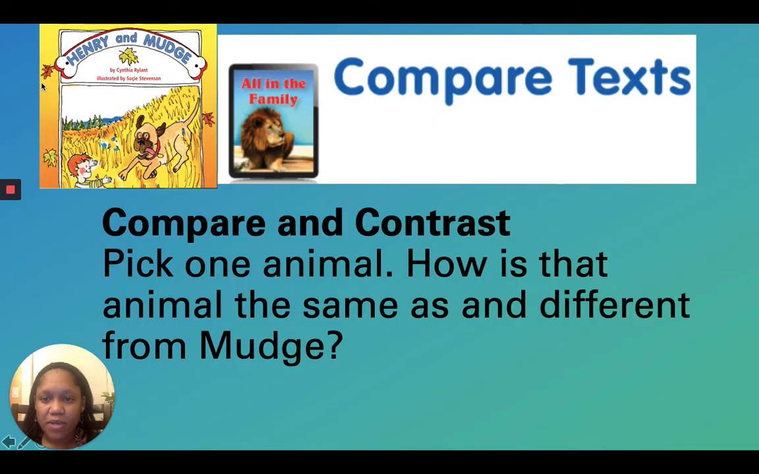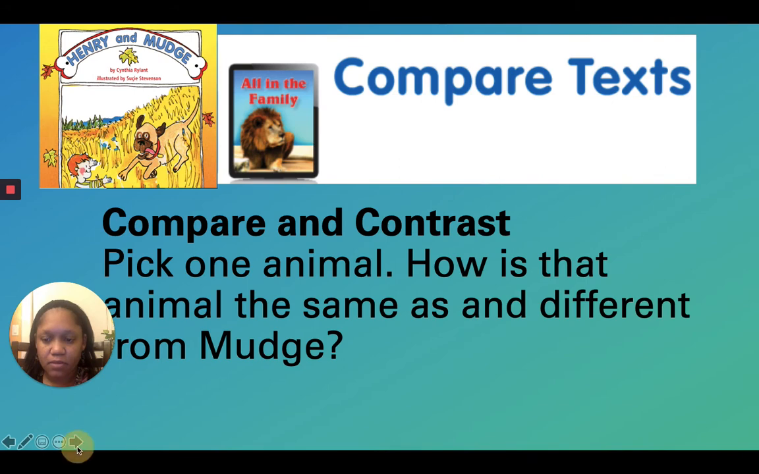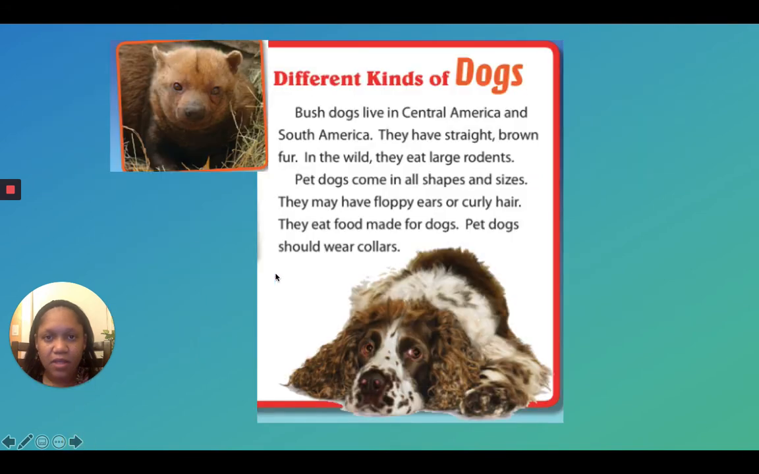So we are going to compare and contrast Henry and Mudge with All in the Family. So I want you to pick one animal, and you're going to see how that animal is the same as and how it's different from Henry and Mudge. So remember we read about the bush dogs? Take a second to see how are the bush dogs different from Mudge? Mudge is a pet. So how are the bush dogs different and the same?